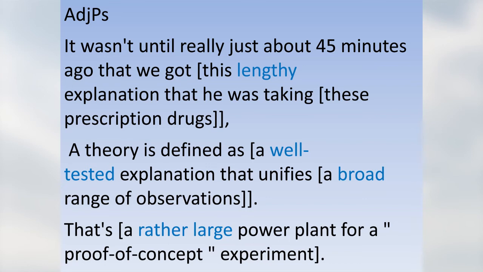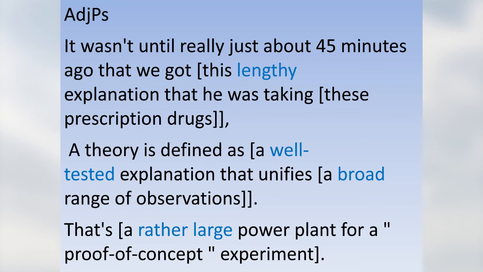Now how about well-tested explanation? Yeah, very well-tested, more well-tested. Yeah. So here, a well-tested explanation that unifies a broad range of observations. So once again, you've got a determiner, an internal modifier, the head, and then a clause complement. And if we want to look inside the clause complement, here's another noun phrase we can play with, a broad range of observations. Determiner, adjective acting as internal modifier, broad, broader, right? Very broad. Head noun, prepositional phrase complement.